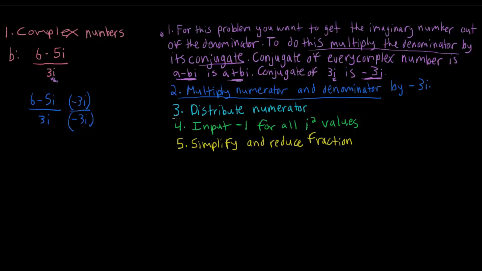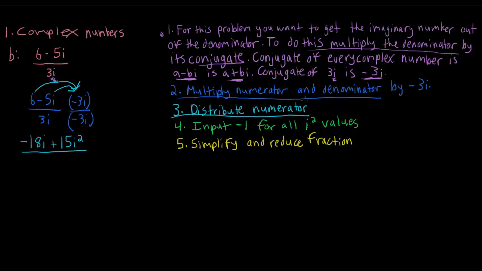Step 3, we want to go ahead and distribute the numerator. And to do that, just multiply 6 times negative 3i and negative 5i times negative 3i. So 6 times negative 3i is negative 18i, and negative 5i times negative 3i is positive 15i squared.